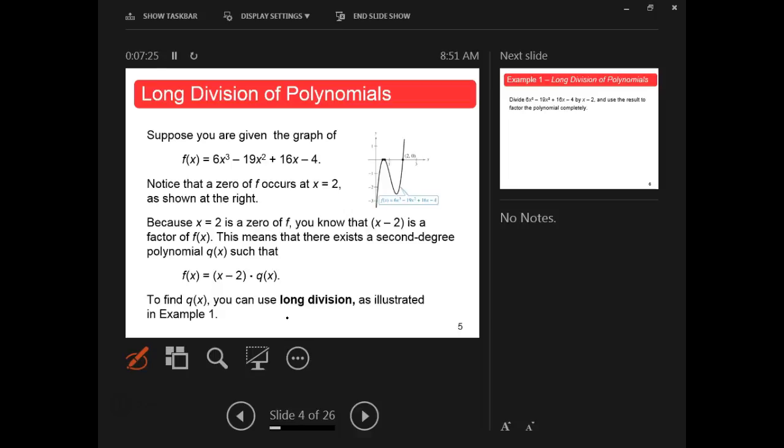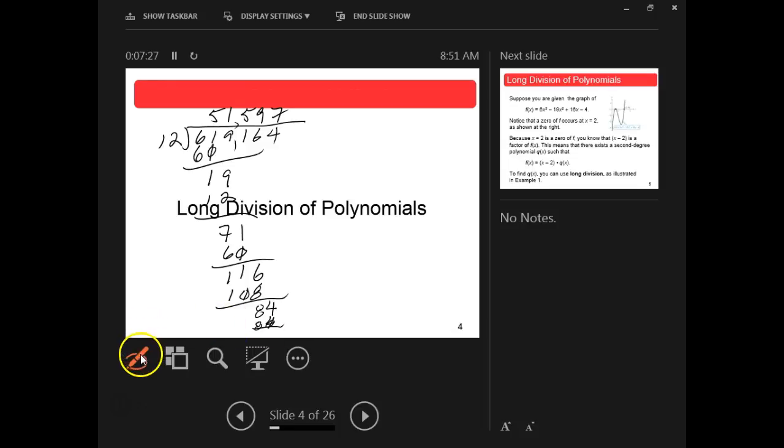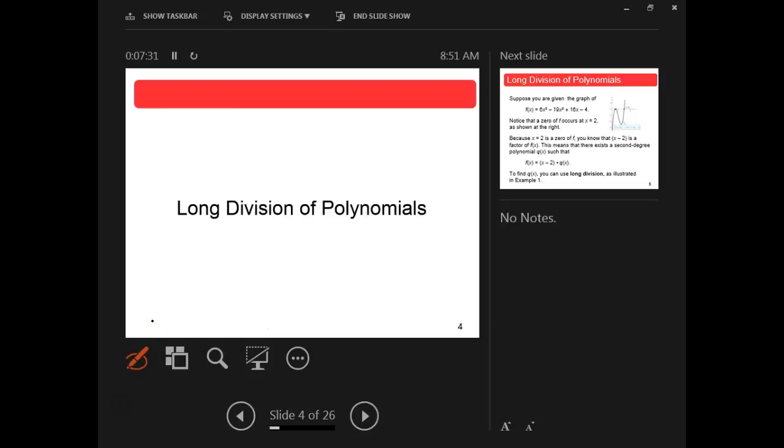Now, let's go back here to our previous work, clear that out of the way, and do our long division. X minus 2 into 6x cubed minus 19x squared plus 16x minus 4. Yes, minus 4.